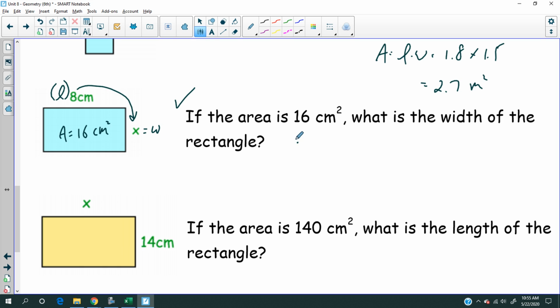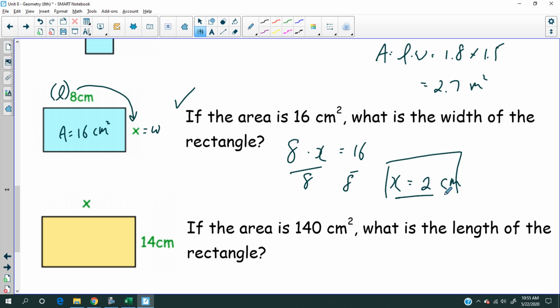Because think of it like this. 8 times what gives you 16, right? So you see why we have to do one-step equations, right? So 8 times what gives you 16? Yeah, you divide by 8, right? 8 times 2. So this would make that 2 centimeters.